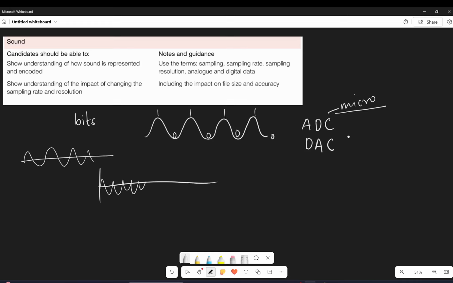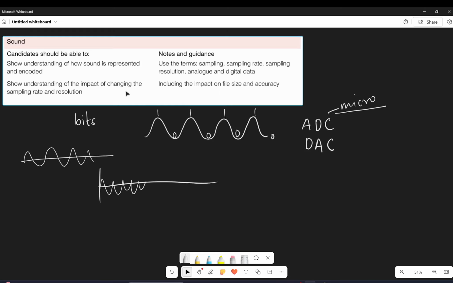In a digital to analog converter, the electric signal makes the diaphragm or the plastic of the speaker vibrate. So this vibration produces sound, which is converted into analog sound. So the bigger the size of your speaker, the deeper the bass is going to be, the louder the sound is going to be. This is why bigger speakers produce louder sounds, because more vibration and more bass can be produced due to the huge size of the speaker.